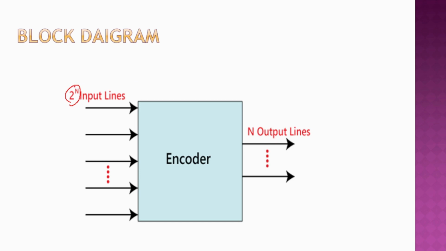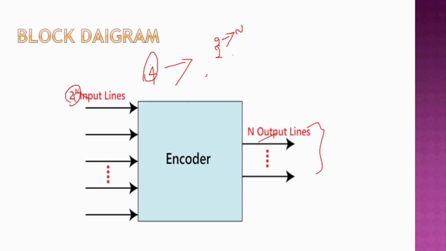For example, if you provide 4 as input, how will you write this 4 as a power of 2? 4 is 2 to the power of 2. This 2 is the n value. In an encoder, if you provide 4 inputs, you will get 2 as the output. So this is the explanation for 2 to the power of n input lines, you will get n output lines.